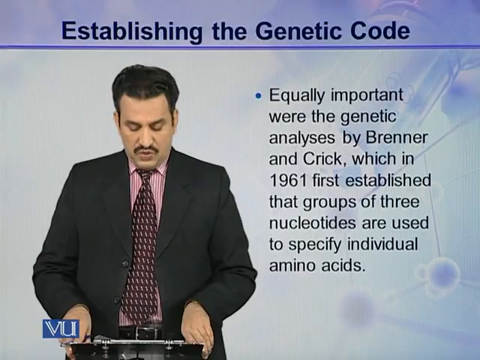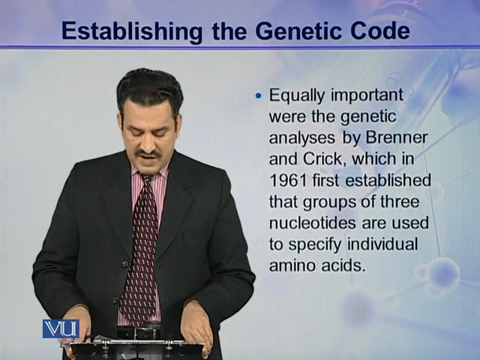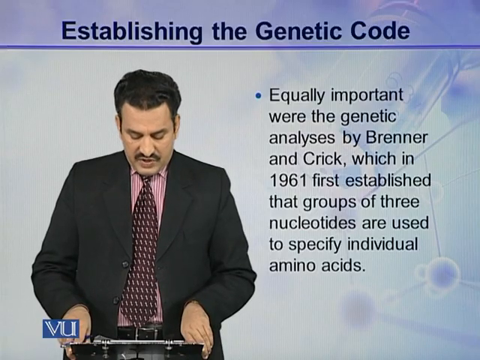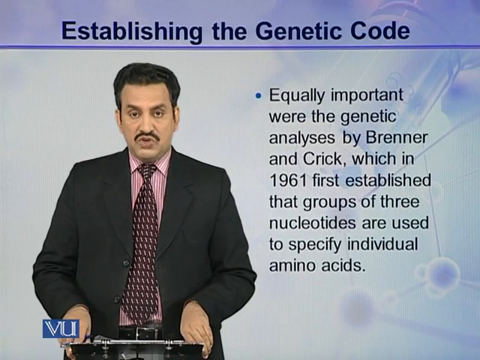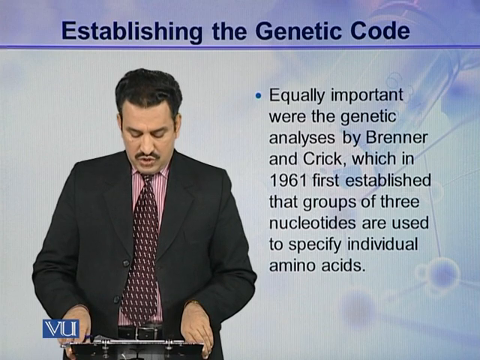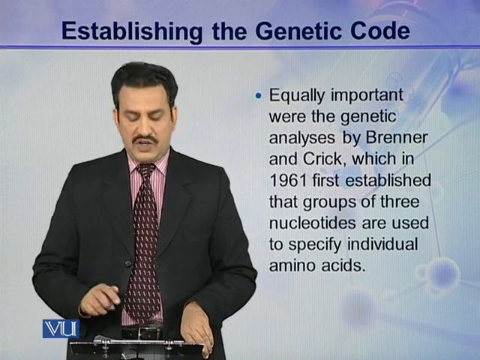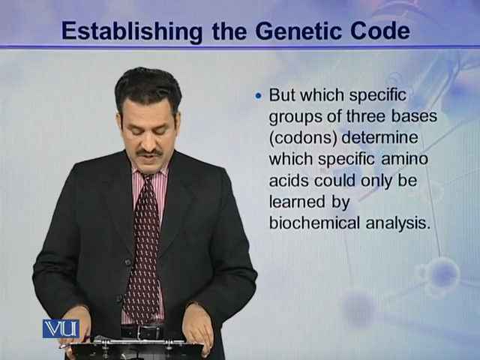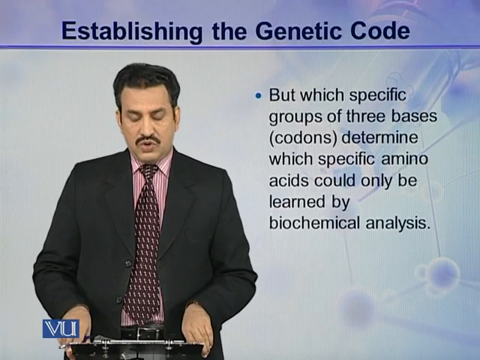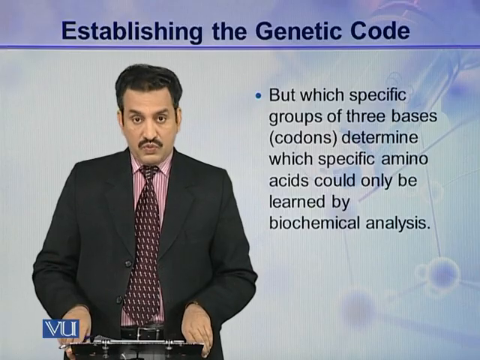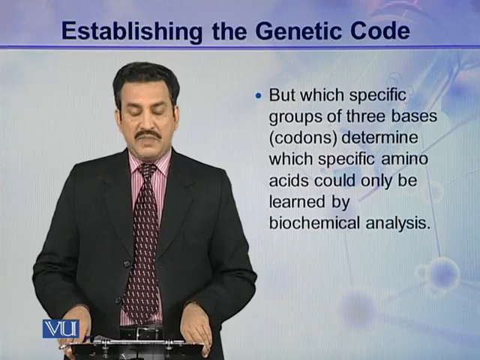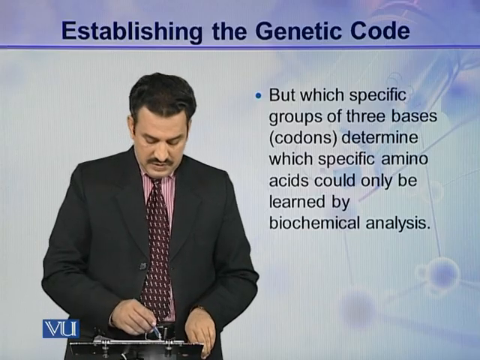Equally important was the genetic analysis by Brenner and Crick, which in 1961 first established that groups of 3 nucleotides are used to specify individual amino acids. But which specific groups of 3 bases, or codons, determine which specific amino acids could only be learned by biochemical analysis.